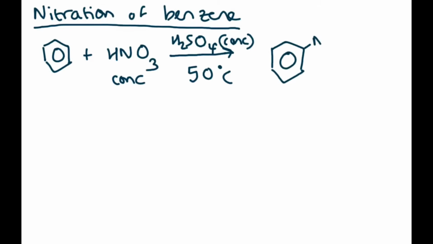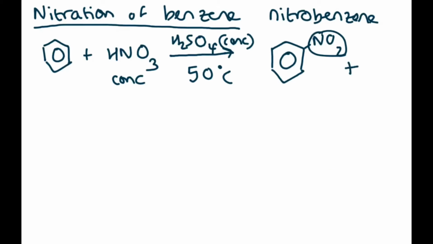Again, it doesn't matter which carbon we put it on. That's nitrobenzene. I'm going to write its name up here. That's a nitro group. Nitrobenzene. Okay, and then plus. What's the other item going to be? Can you work out what the other item's going to be? It's water. Yeah, good stuff. Alright, so water.